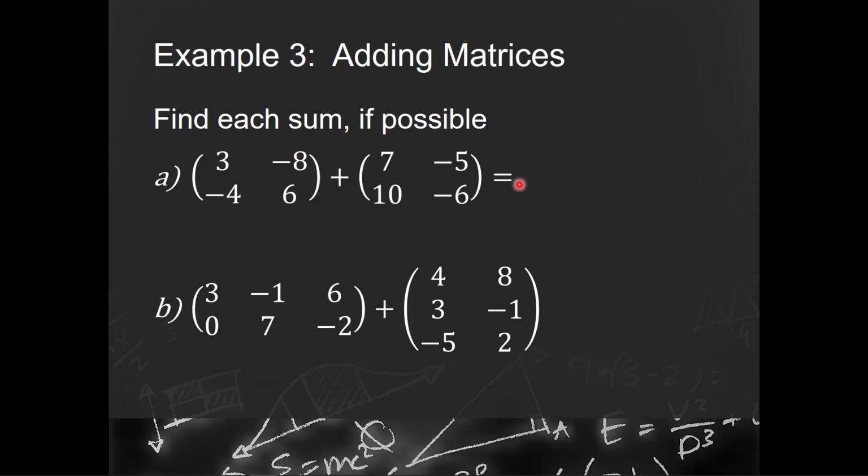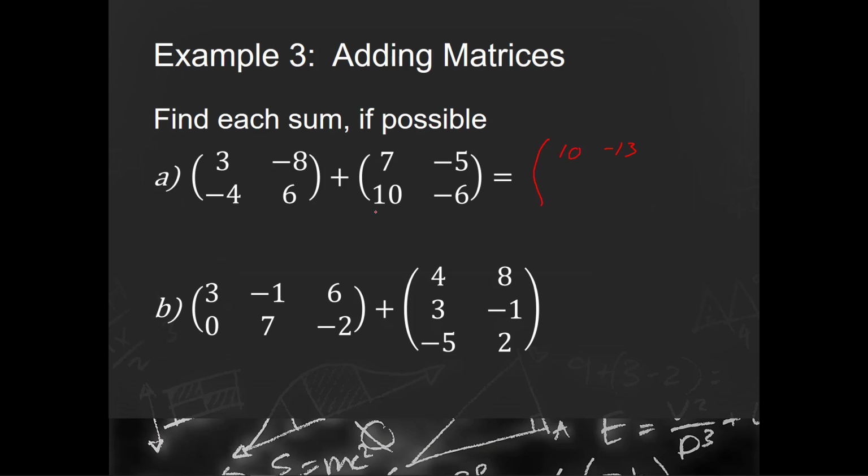And we can show that in this example here. So for part A, we can add this 2 by 2 matrix to this 2 by 2 matrix. And if we do, we're going to get a 2 by 2 matrix. The first element is going to be 3 plus 7, which is 10. A12 is going to be negative 8 plus negative 5, which is negative 13.